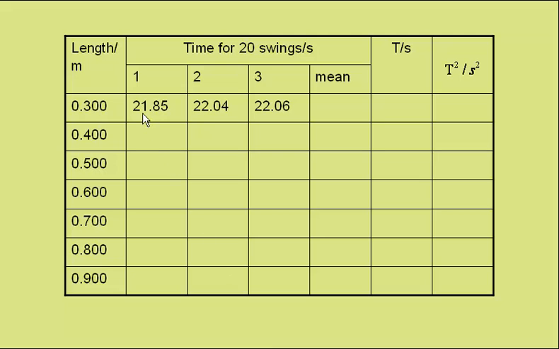So here are my first set of values, and these give a mean of 21.983333 seconds. But I can't quote this figure to more significant figures than these, and so I'll write 21.98 seconds. Dividing by 20 to find the time for 1 swing gives a value of 1.09916 seconds. Again, I must go to the same number of significant figures, the same precision of measuring here, and I'll quote 1.10 seconds. Squaring this gives 1.21 seconds squared, which I can quote directly.